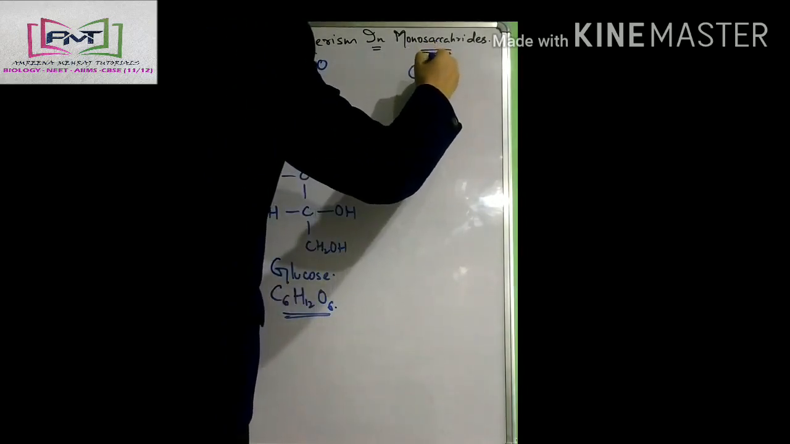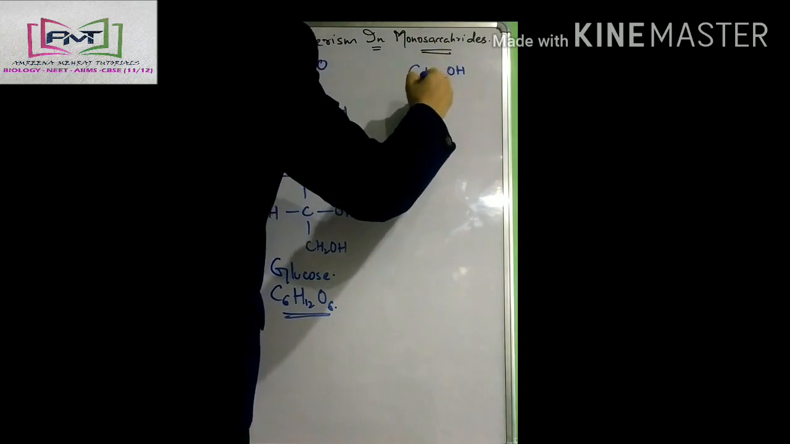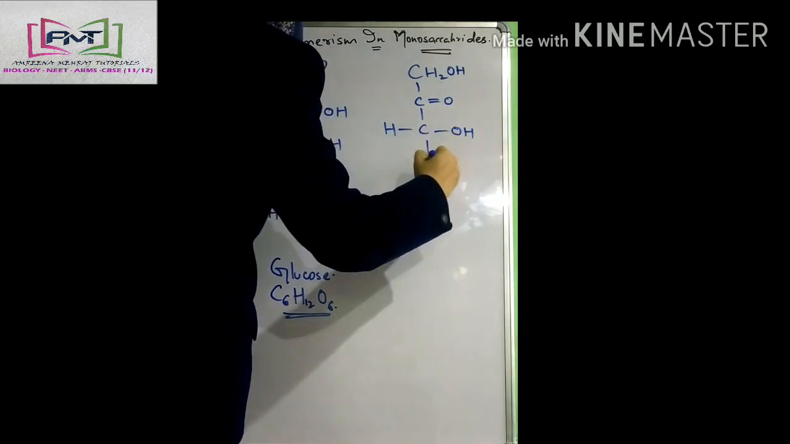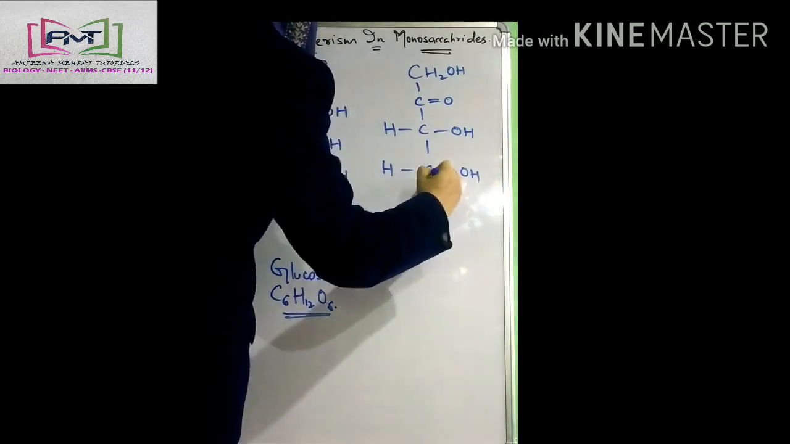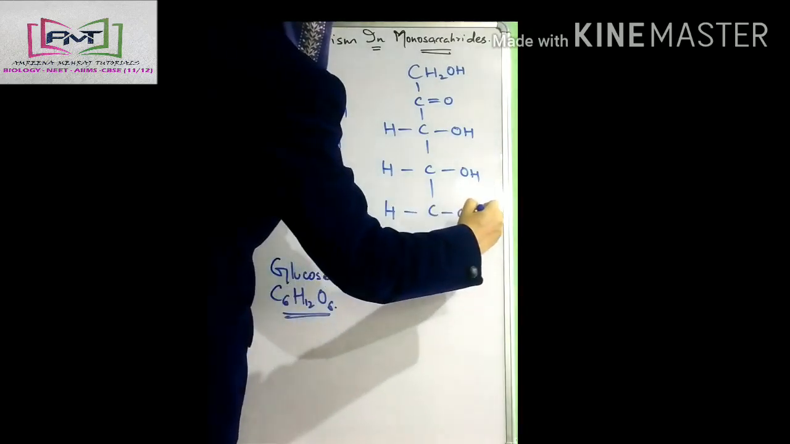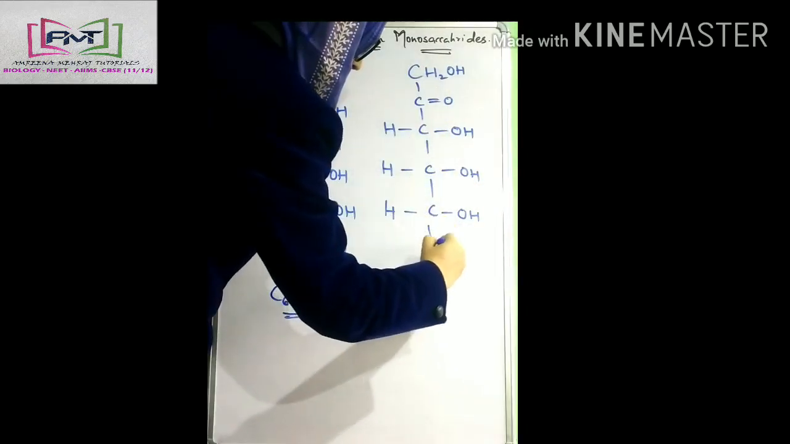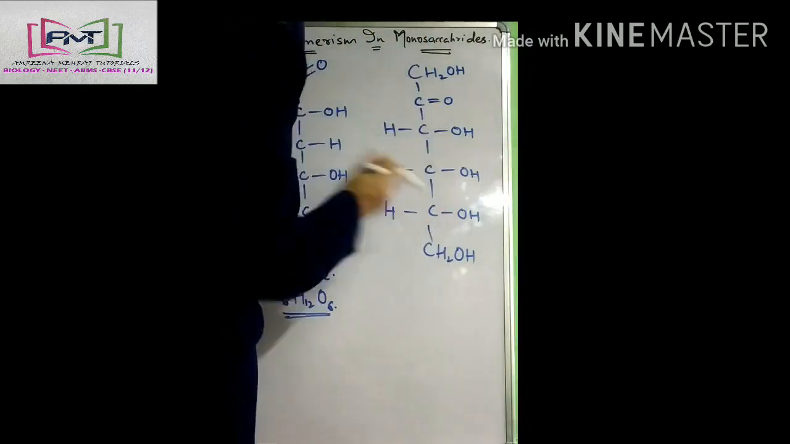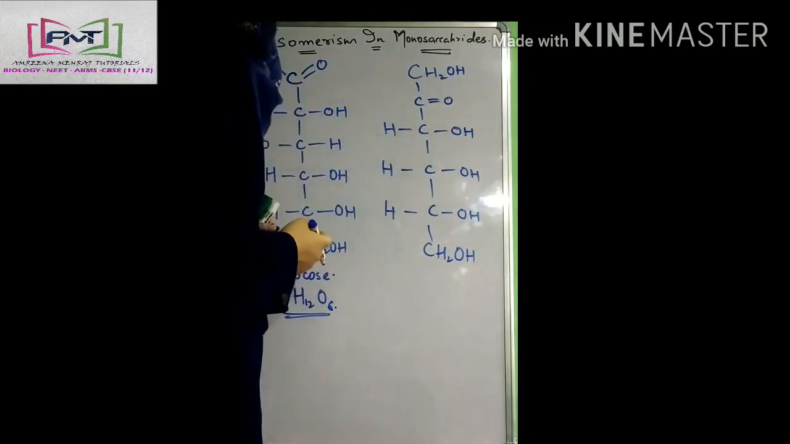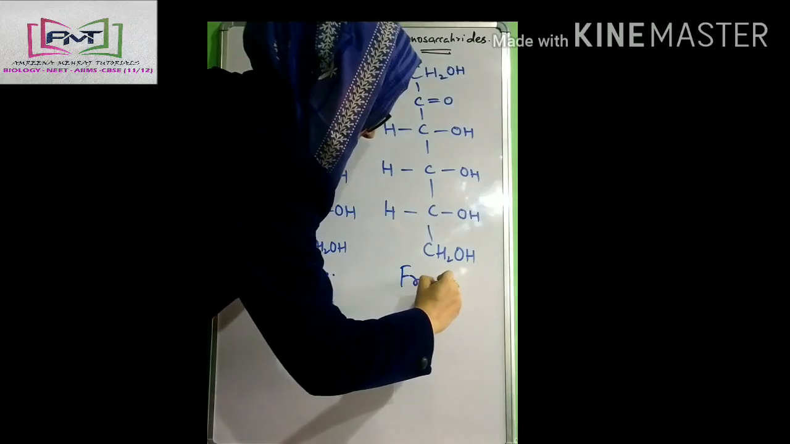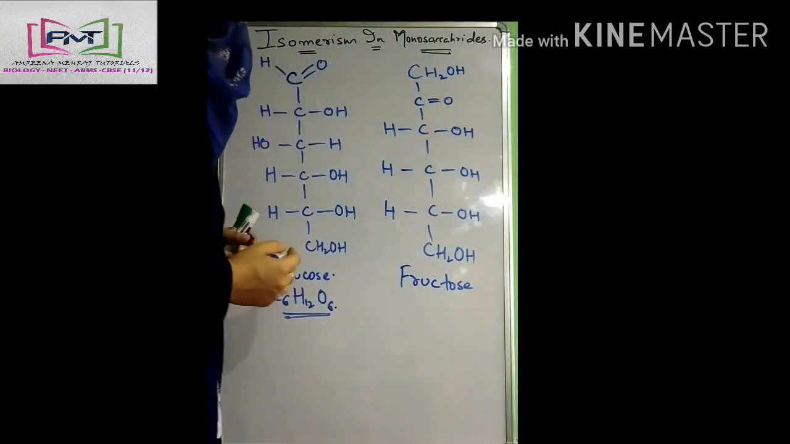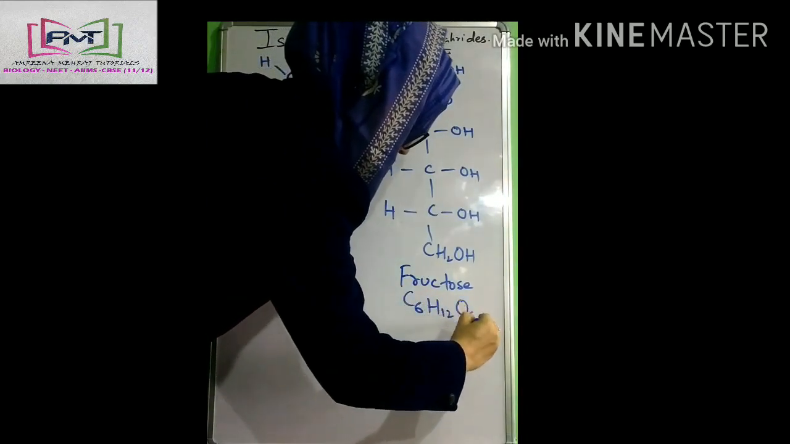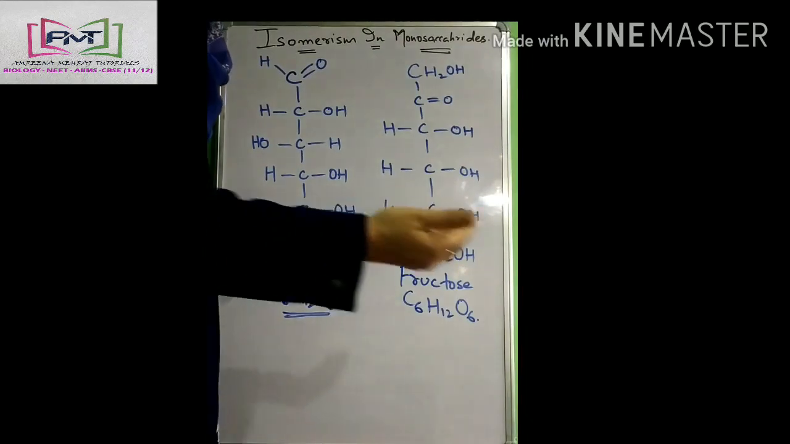Okay. I'll be drawing another molecule on the side. It's like this: CH2OH, C double bond O, CHOH, CHOH, CHOH. I have 1, 2, 3, 4, 5 done. Then CH2OH. Can you label what it is? It's a polyhydroxy ketone carbohydrate under ketose. This is actually fructose. Very good. And what is its molecular formula? C6H12O6.